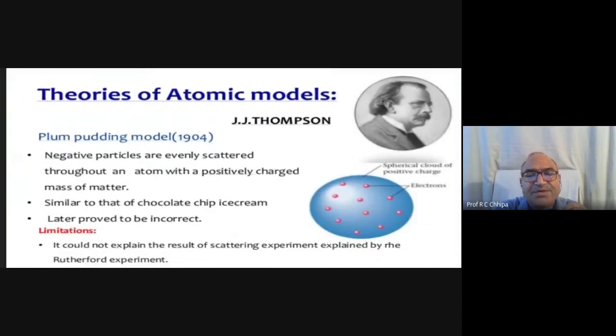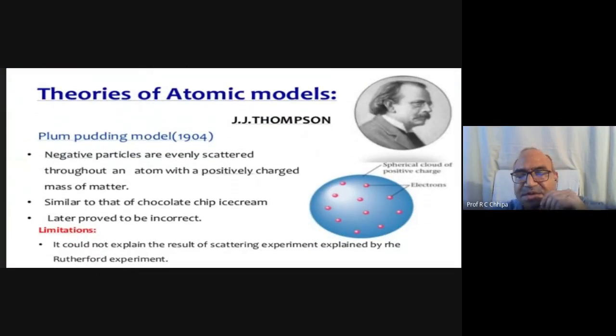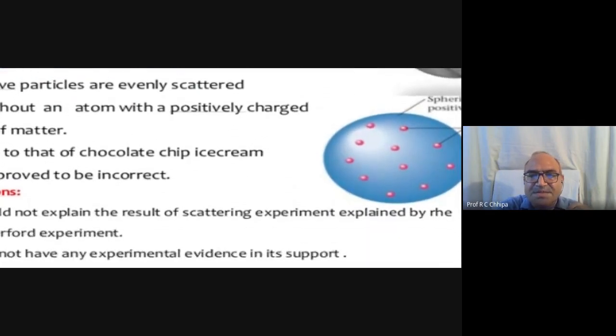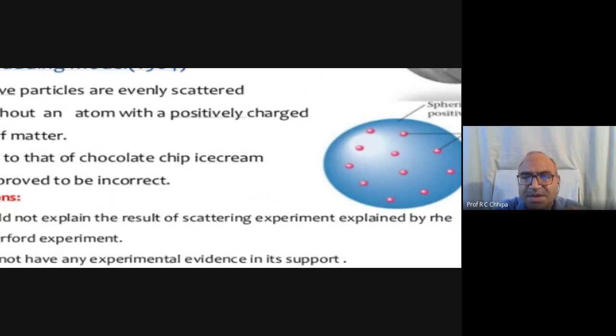Now J.J. Thomson later on, around 1900, gave a model, which is like a pudding model. The pudding model means that in a ball, a certain specific space, as you can see in the picture, the whole is a sphere, like a ball, where very small particles are present. Those are also spherical.